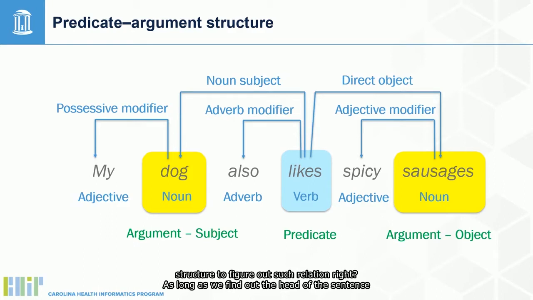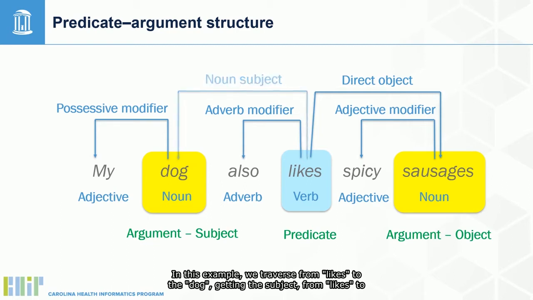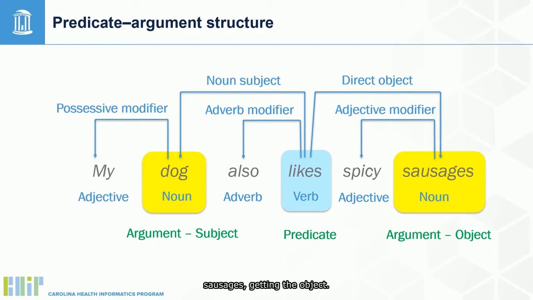As long as we find the head of the sentence, which is a verb, or we can call it a root, we can visit the other important arguments by traversing such a syntactic dependency structure. In this example, we traverse from "likes" to "dog", getting the subject, and from "likes" to "sausages", getting the object.